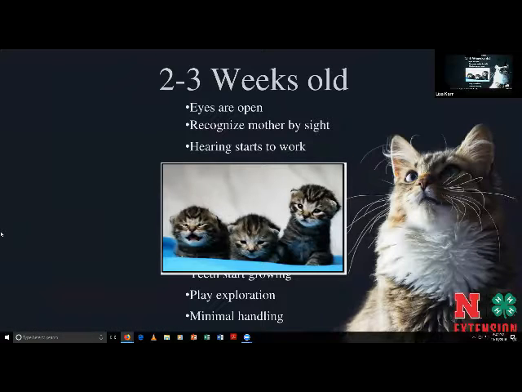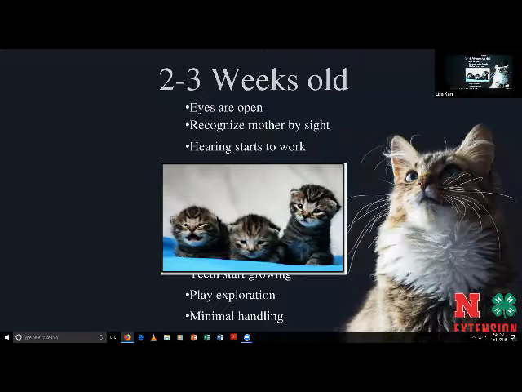So now we are 2 to 3 weeks old. This is where the kittens start opening their eyes. They'll be able to recognize their mom by sight as well. Their ear canal starts to open in the 2nd week, and they'll be able to hear what's going on around them. Their baby teeth start to come in, although they won't be able to eat any solid food in the 2nd week. But they do start to play with objects and mimic cats' hunting behavior. And in the 3rd week, they'll begin playing with each other, which is super cute.